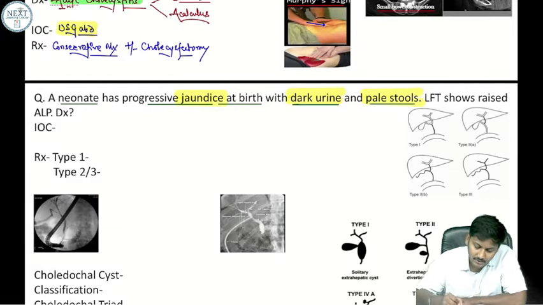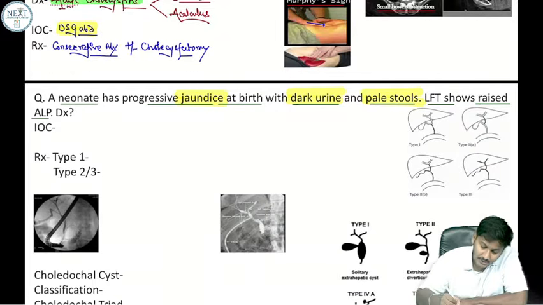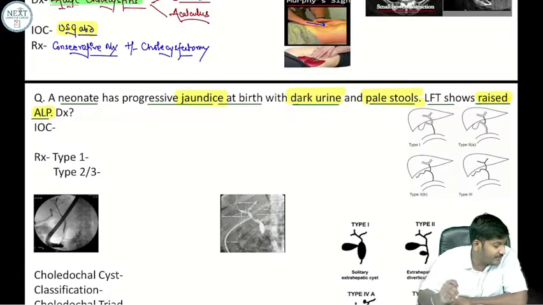Here they are saying that the LFT, the liver function test, also shows, beta, there is raised levels of ALP. What is ALP? Alkaline phosphatase. So even the alkaline phosphatase levels, beta, are elevated. This is also a feature of pre-hepatic, hepatic, or post-hepatic jaundice. So I hope all of you are quite aware.